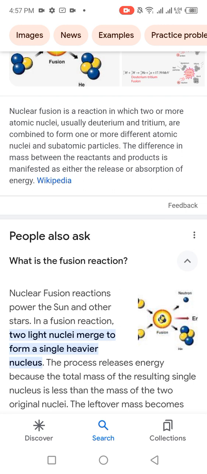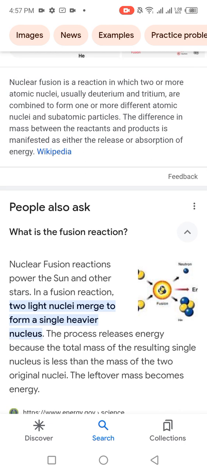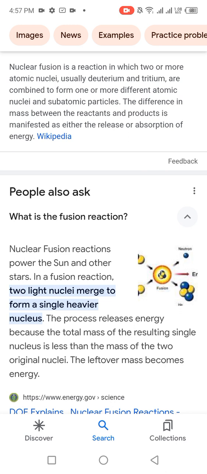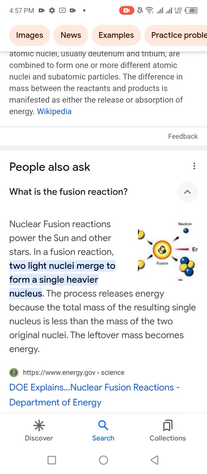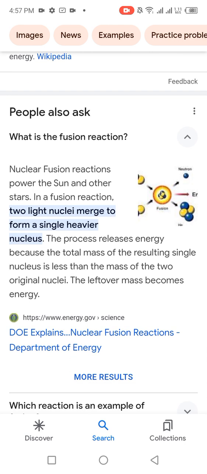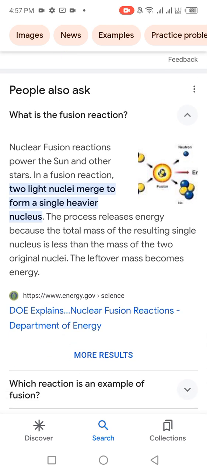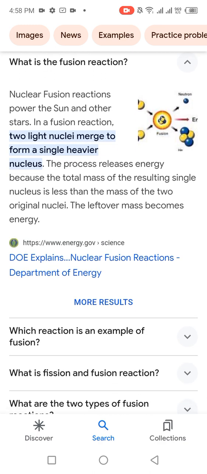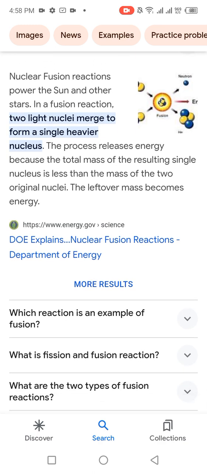Nuclear fusion reactions power the sun and other stars. In a fusion reaction, two light nuclei merge to form a single heavier nucleus. The process releases energy because the total mass of the resulting single nucleus is less than the mass of the two original nuclei. The leftover mass becomes energy.